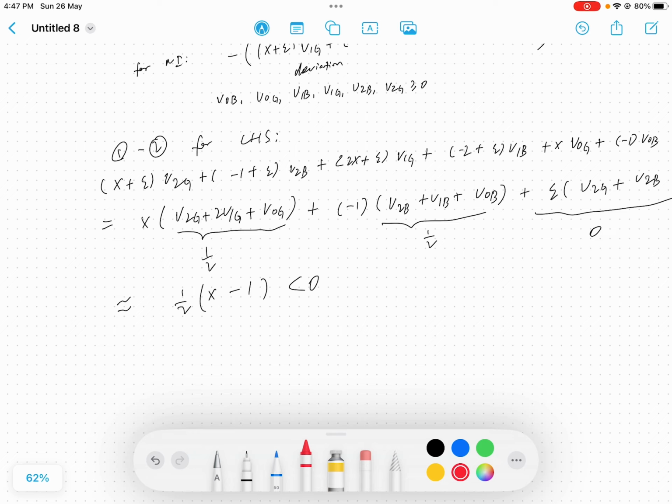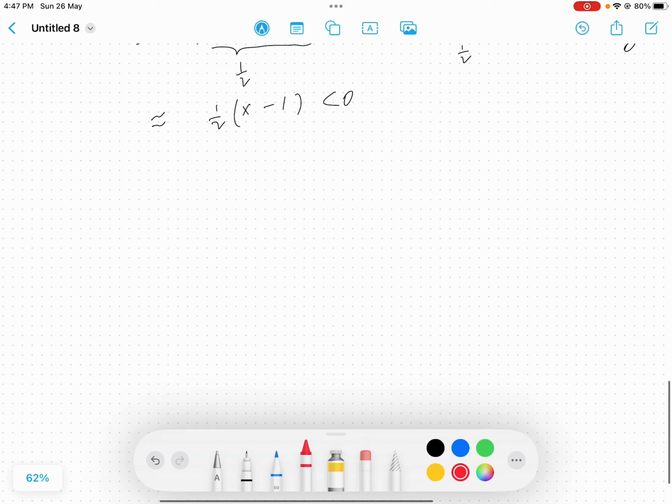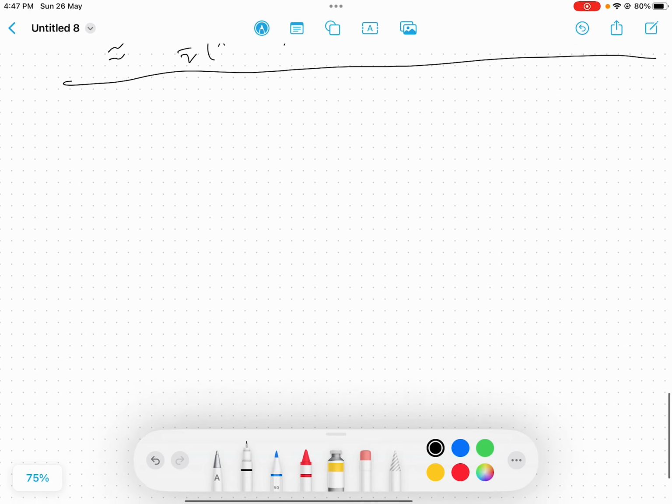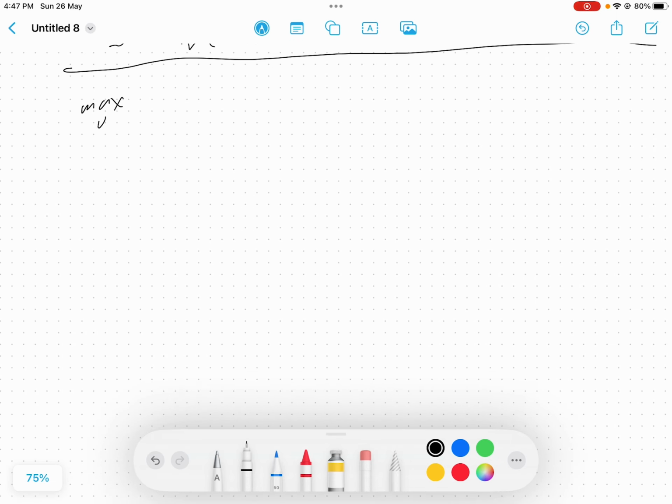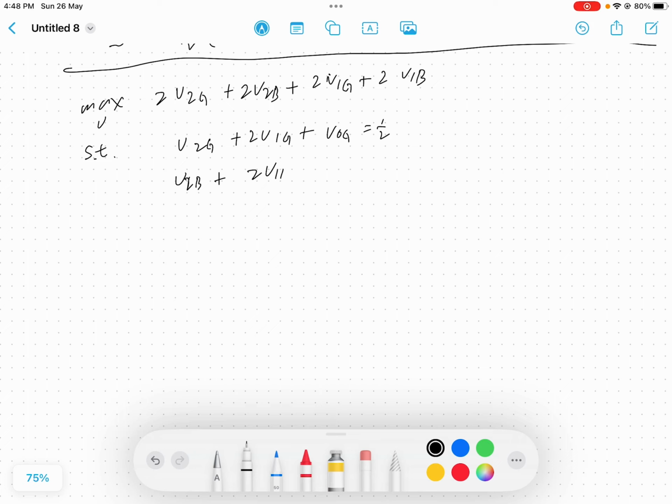So let's move on. Now we can start to solve this linear programming problem. Let's rewrite that to make it clean. Max, to choose v's, 2v2g plus 2v2b plus 2v1g plus 2v1b. So that's the objective. Subject to, now this becomes pretty straightforward, right? The first is that v2g plus 2v1g plus v0g is the half. So those are the consistency requirements. Just copy and paste.